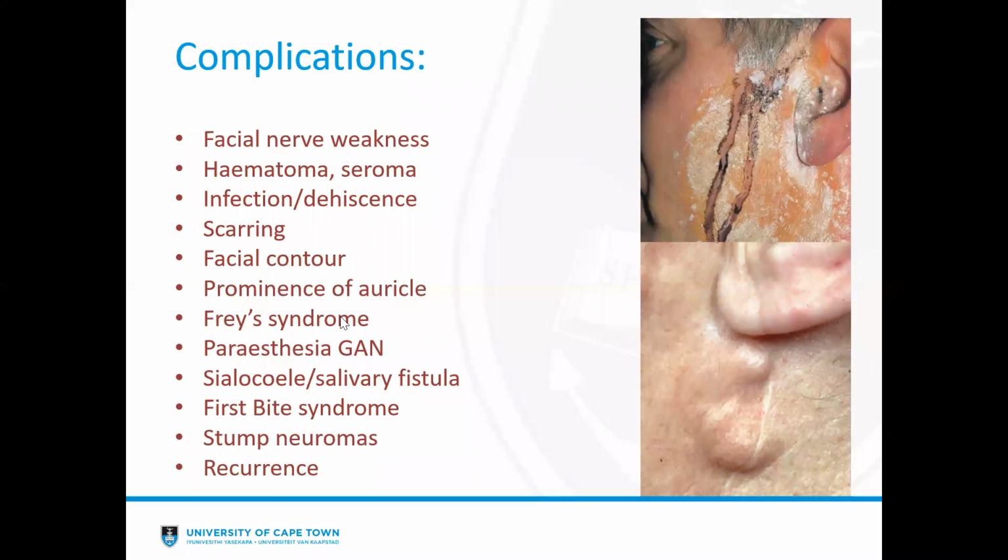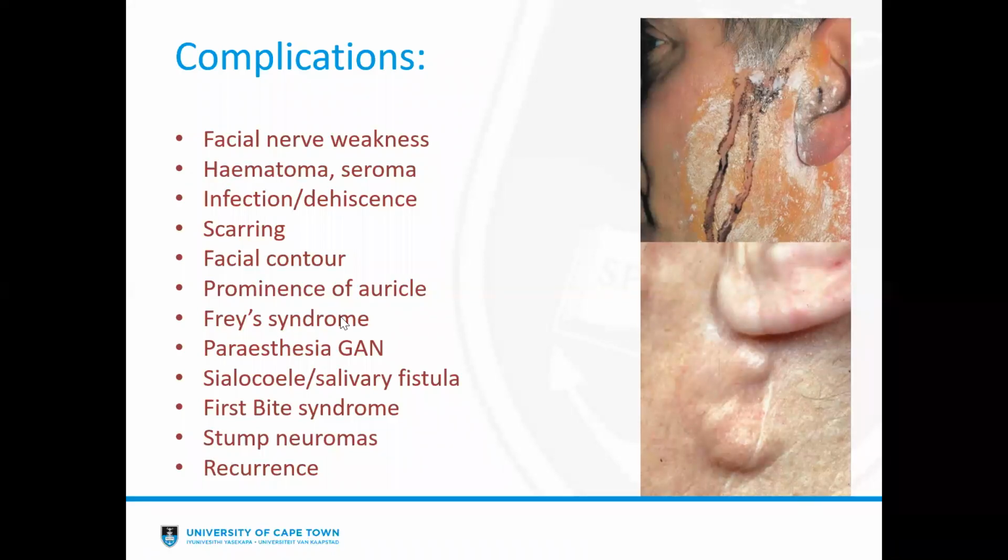Prominence of the auricle due to denervation of the retroauricular muscles. Frey's syndrome or gustatory sweating is extremely common and may be as high as 50%, but most patients fortunately are unaware of it. Where it is symptomatic, it can be managed with antiperspirants, anticholinergics, or Botox. Paresthesia in the great auricular nerve over the lower 2/3 of the auricle and upper sternocleidomastoid is common. Sialoceles and salivary fistulas are also common, but fortunately usually transient.